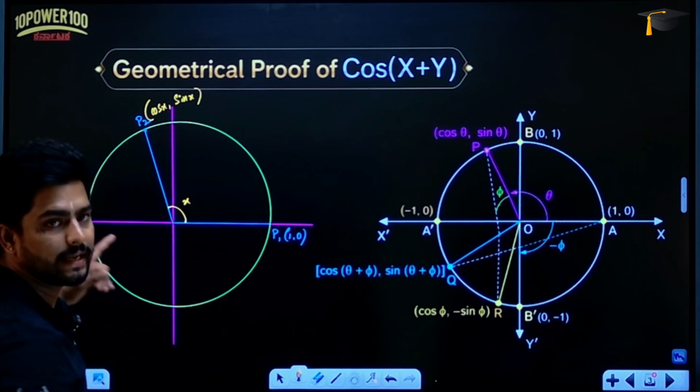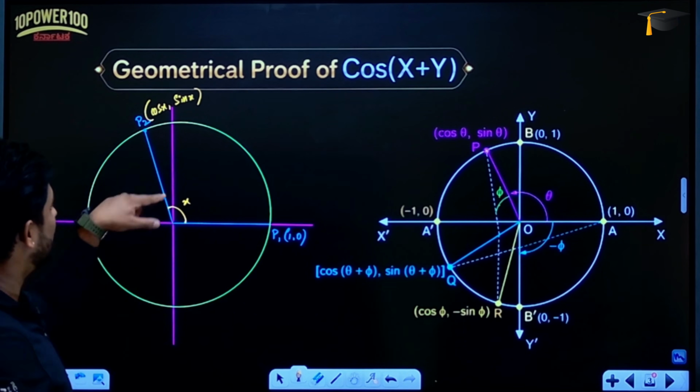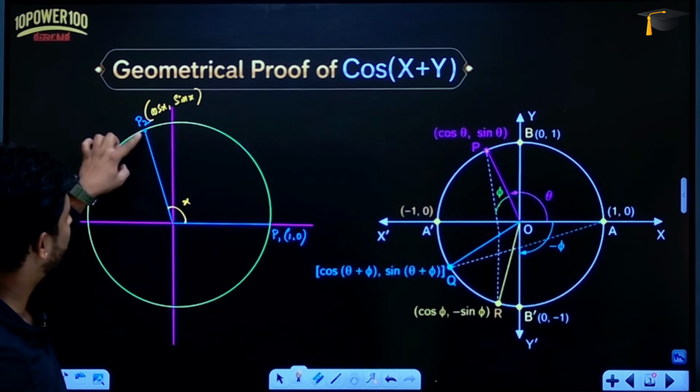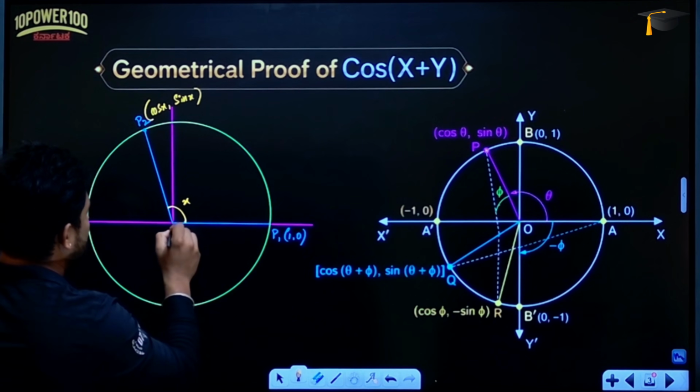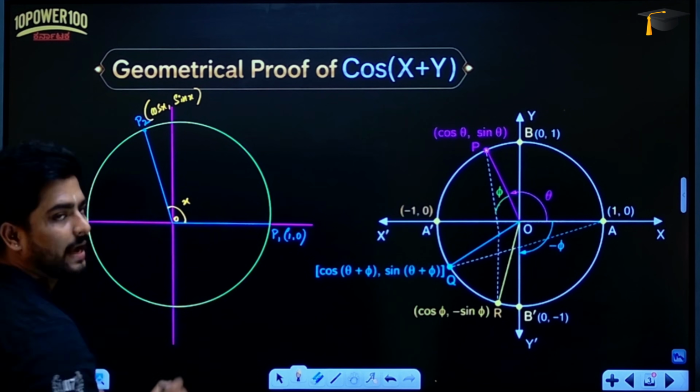Why cos x and sin x? Because the angle formed with respect to this line, the radius, is x, correct? So P2 and this, let's consider this as point O. So angle P2 O P1 is nothing but angle x.